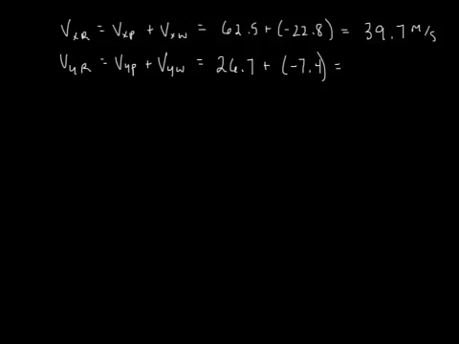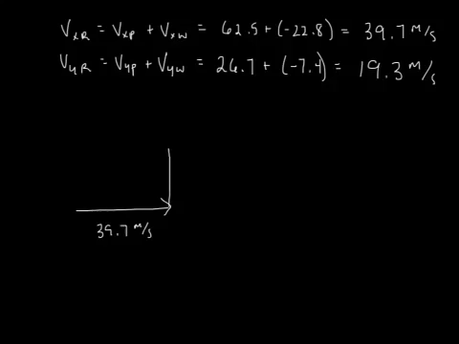And to find the y component of the resultant velocity, we add together the y component of our plane and the y component of our wind, and when we add those two things together, we get 19.3 meters per second, or 19.3 meters per second to the north. So the final step is to sketch out our resultant, so we need to go 39.7 meters per second to the east, and we need to go 19.3 meters per second to the north. And then here is our resultant velocity, and there's our angle theta.